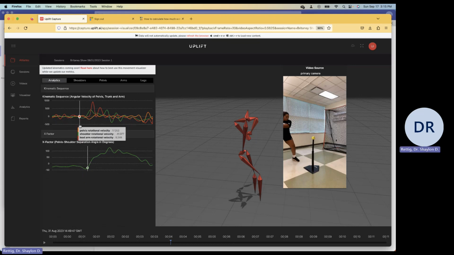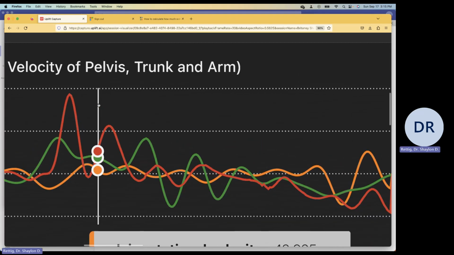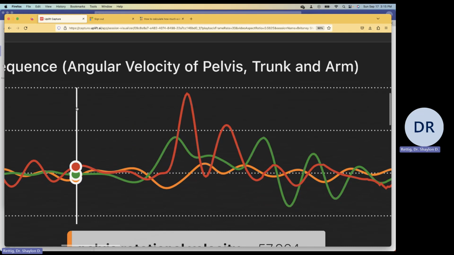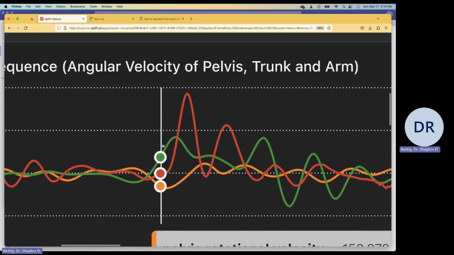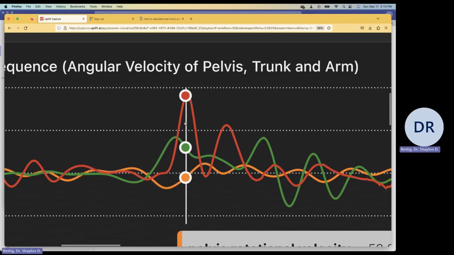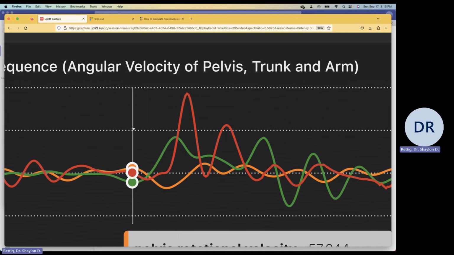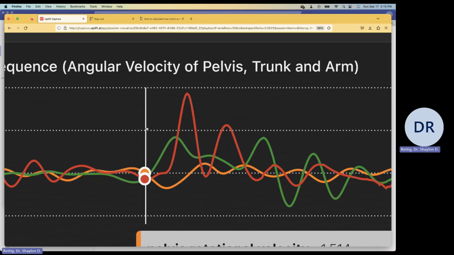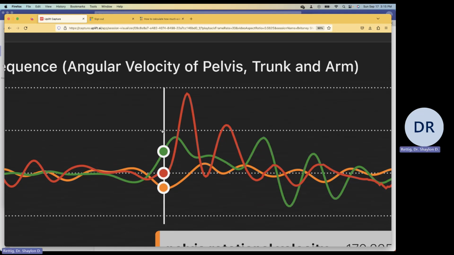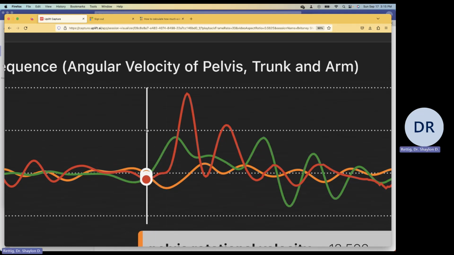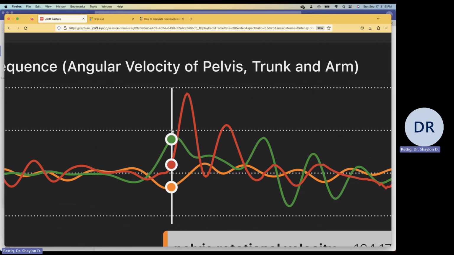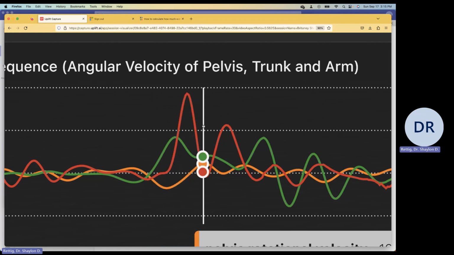Now, this top left one is a little bit trickier to see. But what we're looking at in the orange is your hips. The green is your thorax or shoulder. Up here is referred to as your trunk. And then the red, your arm. Here what we're looking for is sequencing, and we'll likely need to repeat this one on you. What we want to see is the orange actually peak first. But as you can see, the orange in this phase doesn't peak until the very end.